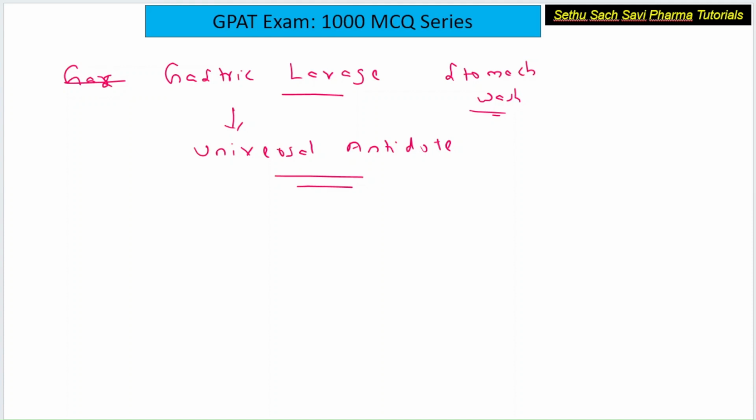Now, what is universal antidote? It basically contains three compounds. You can remember this with the mnemonic ATM. What does A stand for? A stands for activated charcoal.